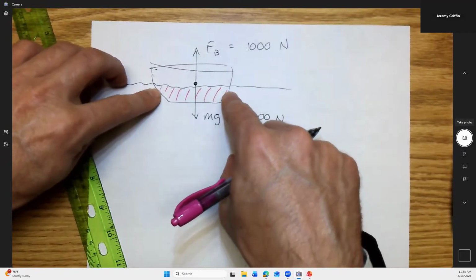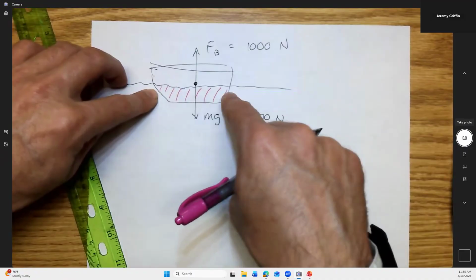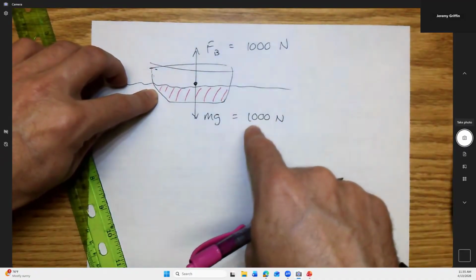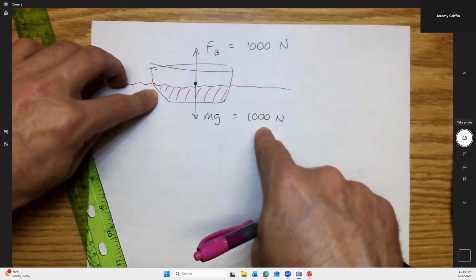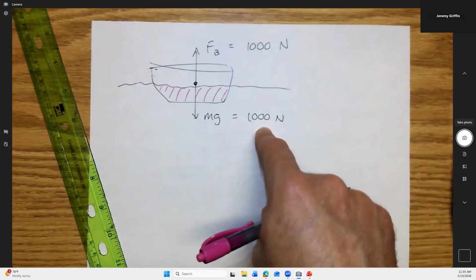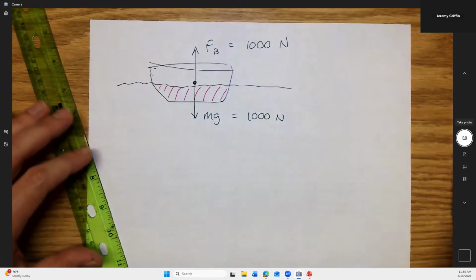And I just hashed it in pink ink. Okay. Guys, what if I weighed that water? How much would that water weigh? Yes, 100 kilograms mass or 1,000 newtons of weight. Yeah, that's true. Okay, it's all the same. Now, how about this?